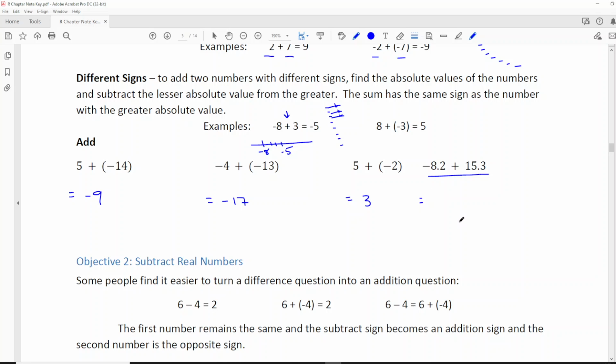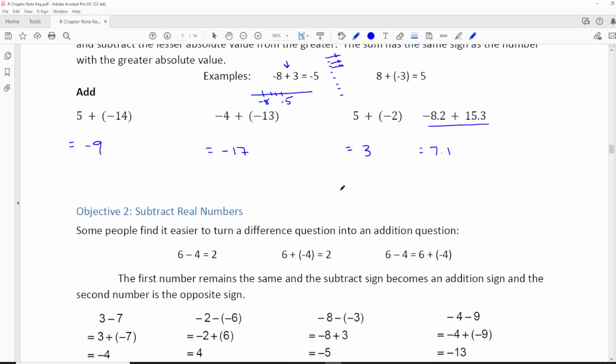And then this one, I've got -8.2 and +15.3. I'm always afraid of making a mistake in a video. I think it's 7.1, but let's just check. So -8.2 plus 15.3 equals 7.1.